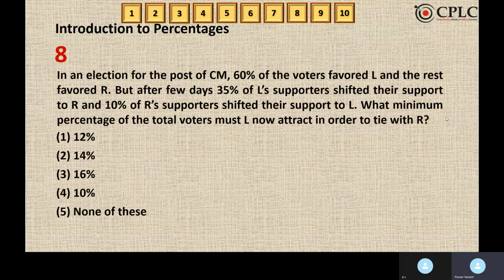Moving to the next question. In an election for the post of CM, 60% of voters favored L and the rest favored R. But after a few days, 35% of L supporters shifted their support to R and 10% of R supporters shifted their support to L. What is the minimum percentage of the total voters that L must now attract in order to tie with R?